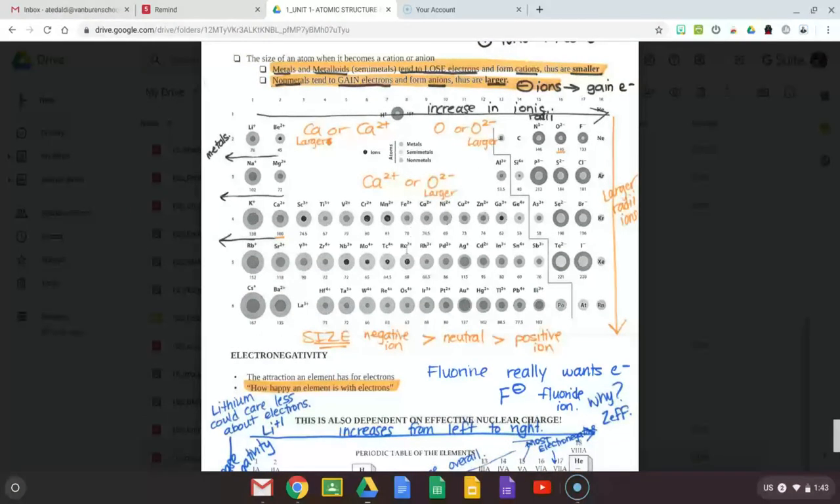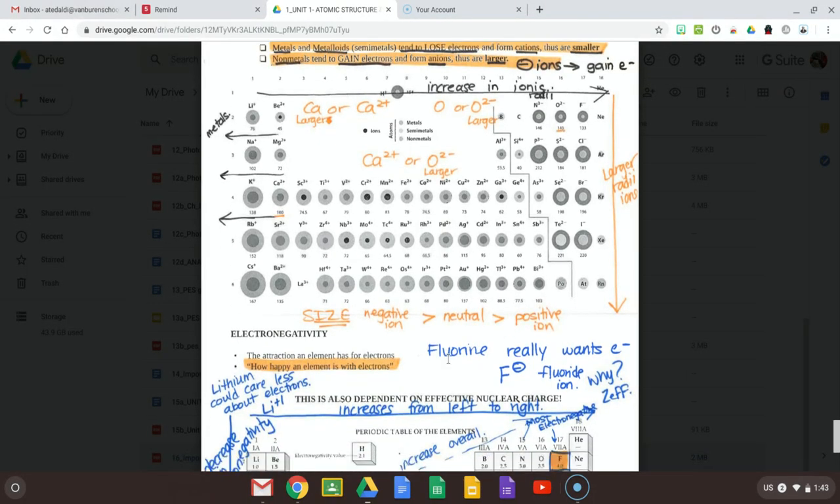What you need to understand is that in general, for size, a negative ion will be larger than a neutral atom, which will be larger than a positive ion. Know that. Just think, if I'm a negative ion, I've gained electrons, I become bigger. If I'm a positive ion, I've lost electrons, I become smaller.